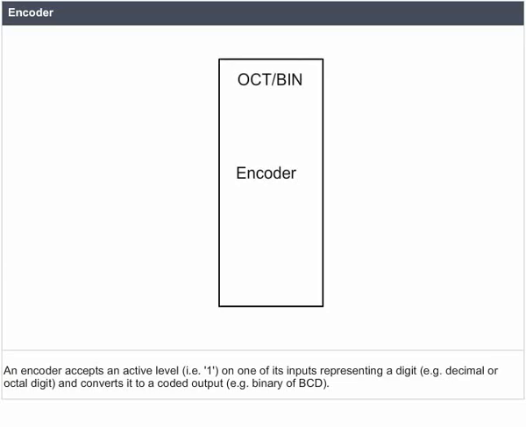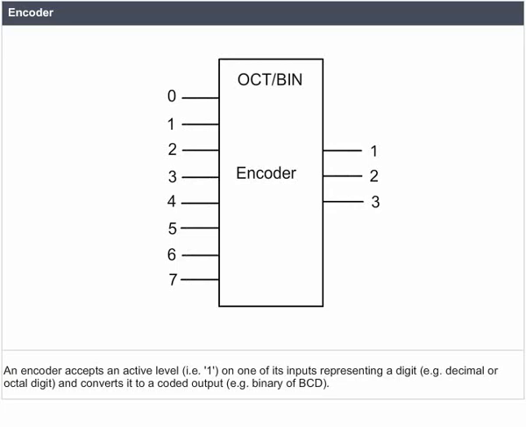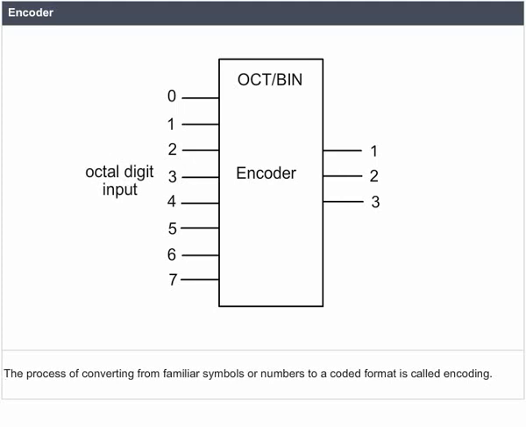Encoder. An encoder accepts an active level, that is 1, on one of its outputs representing a digit, for example decimal or octal digit, and converts it to a coded output, for example binary or BCD. The process of converting from familiar symbols or numbers to a coded format is called encoding.